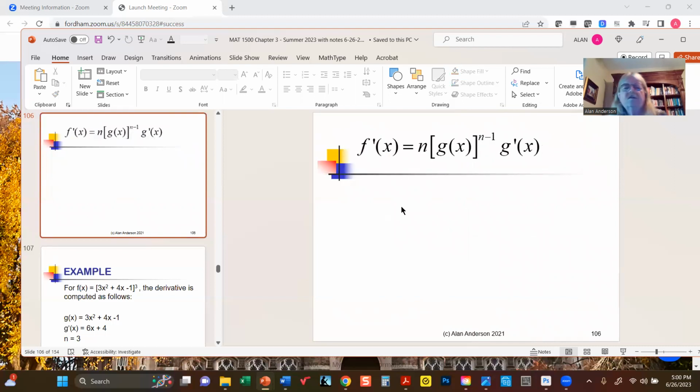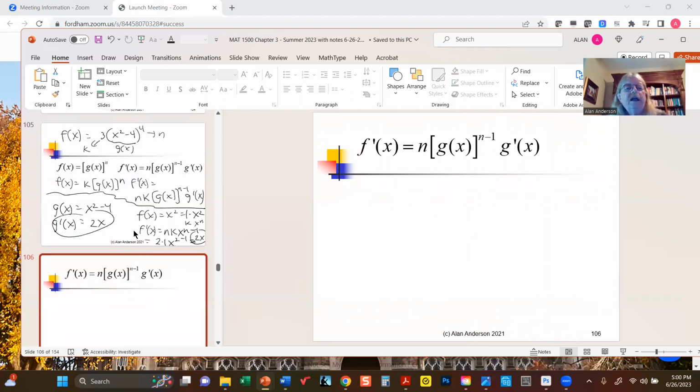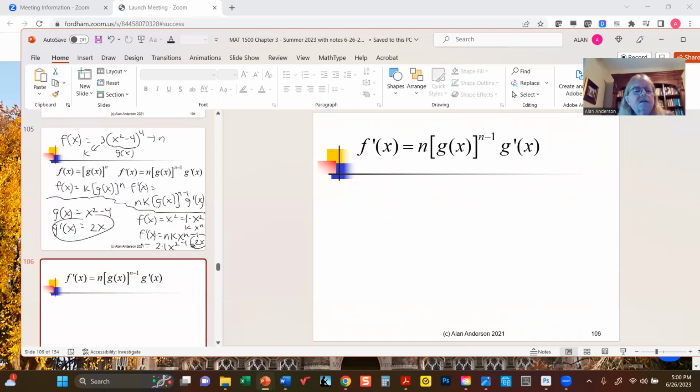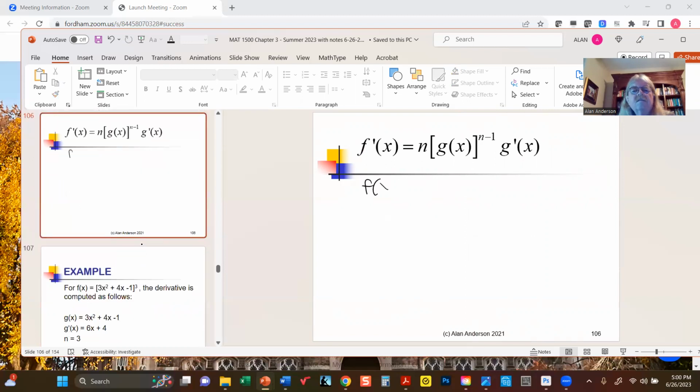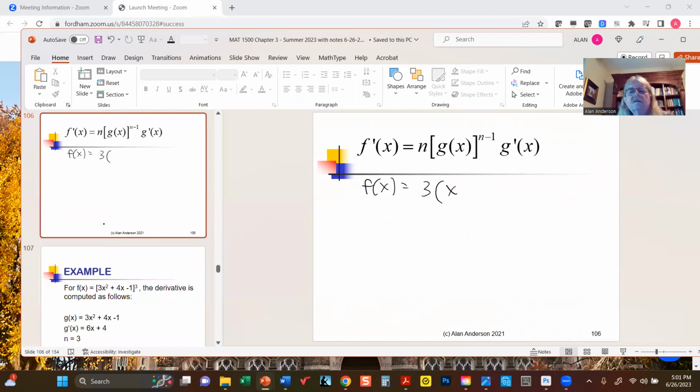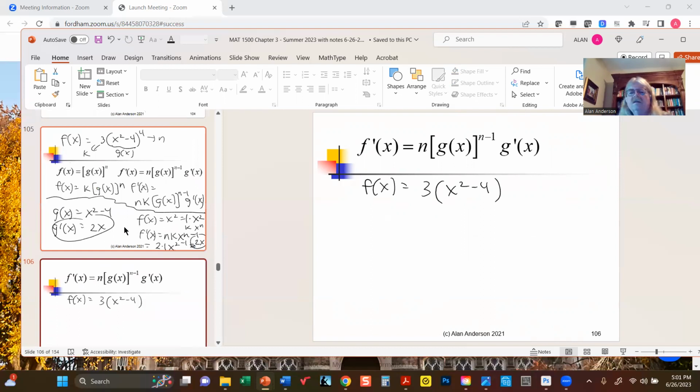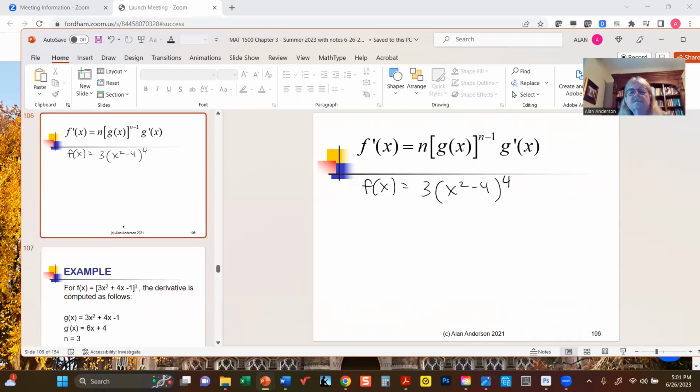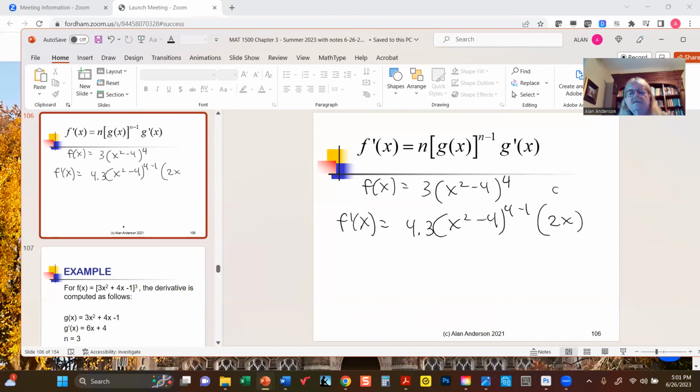Okay, so just from the last slide, we saw that, let's see, what do we have? Three x squared minus 4 to the fourth power. The 4 times 3, this stays the same. Then here we have 4 minus 1. And then you have g prime of x, which remember is 2x.